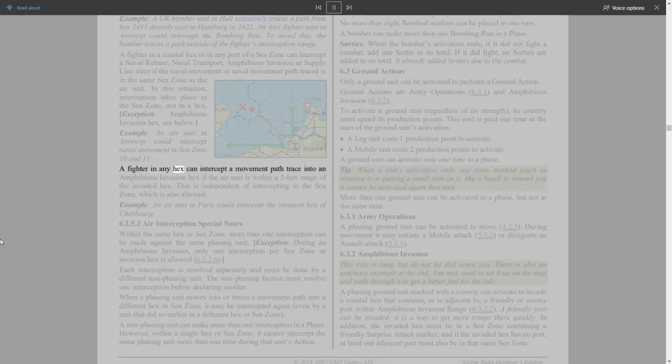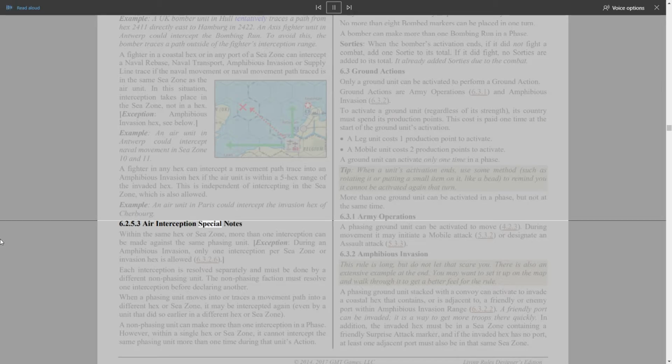A fighter in any hex can intercept a movement path trace into an amphibious invasion hex if the air unit is within a 5 hex range of the invaded hex. This is independent of intercepting in the sea zone, which is also allowed. Example, an air unit in Paris could intercept the invasion hex of Cherbourg.